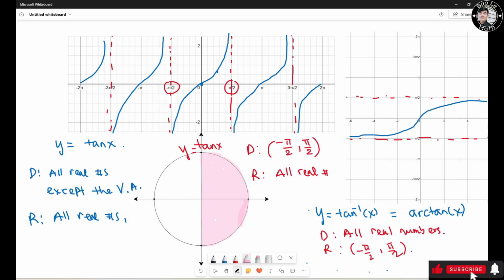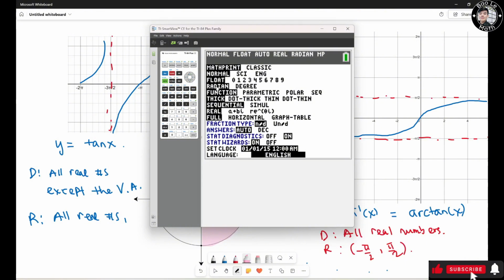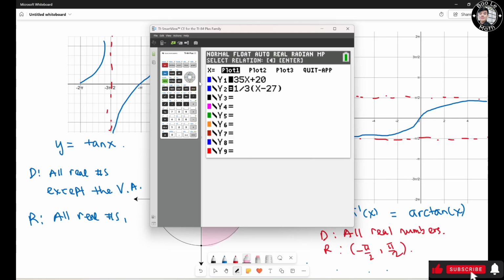Now, what if we use the TI-84 Plus CE calculator? Alright, so it's going to be similar to the TI-Nspire calculator, right? First, you need to adjust the mode, right? So you need to hit mode right here. It should be radian. Keep that in mind. Always radian, not degree, okay? So hit second, quit. Alright, so you're going to hit y equals right here. You need to clear it. This one you need to clear it.